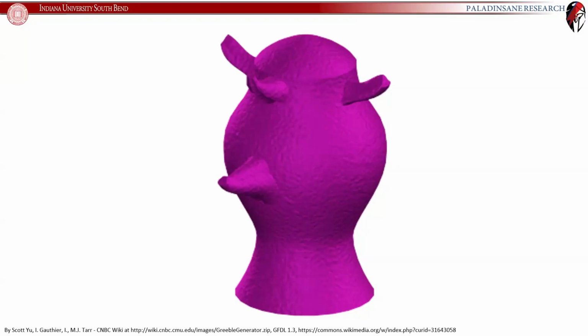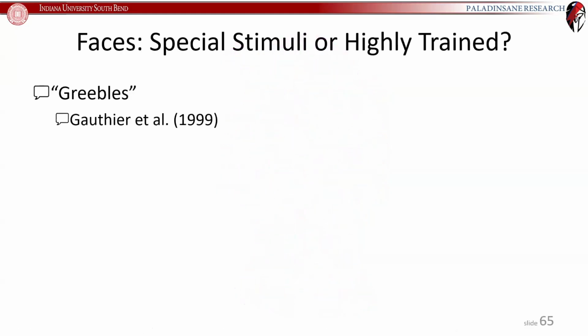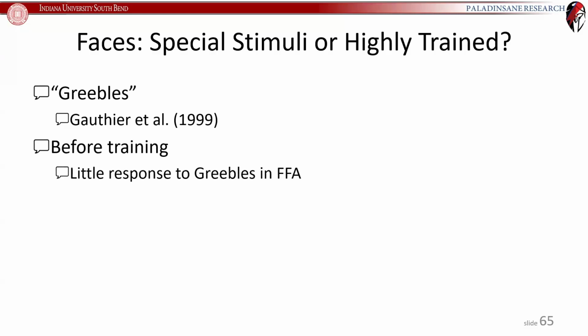What did that do to your fusiform gyrus? Specifically, what did that do to your fusiform face area? So before training, they scanned these individuals' brains and their brain activation when they were looking at greebles versus not looking at greebles. I think it was greebles versus faces. But anyways, they were looking at what was their activation when they were looking at greebles. And in the beginning, there was little response to greebles in the fusiform face area.